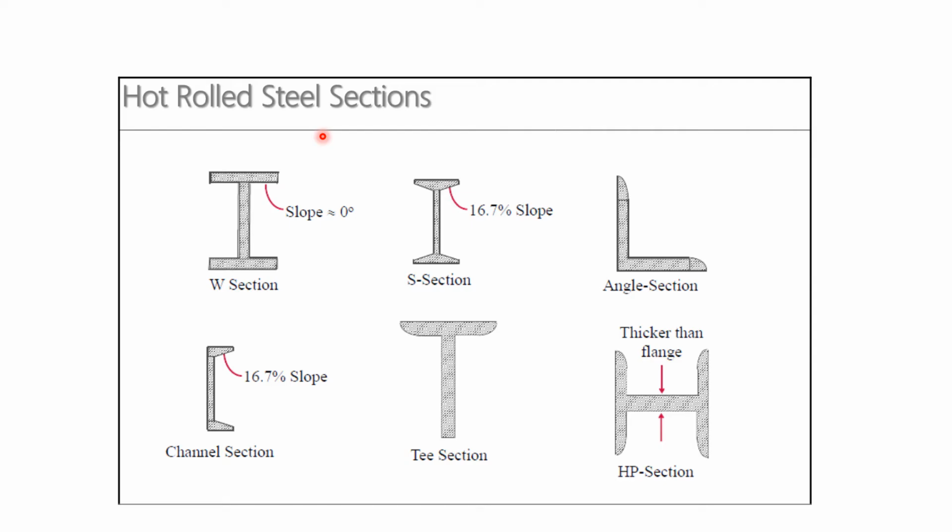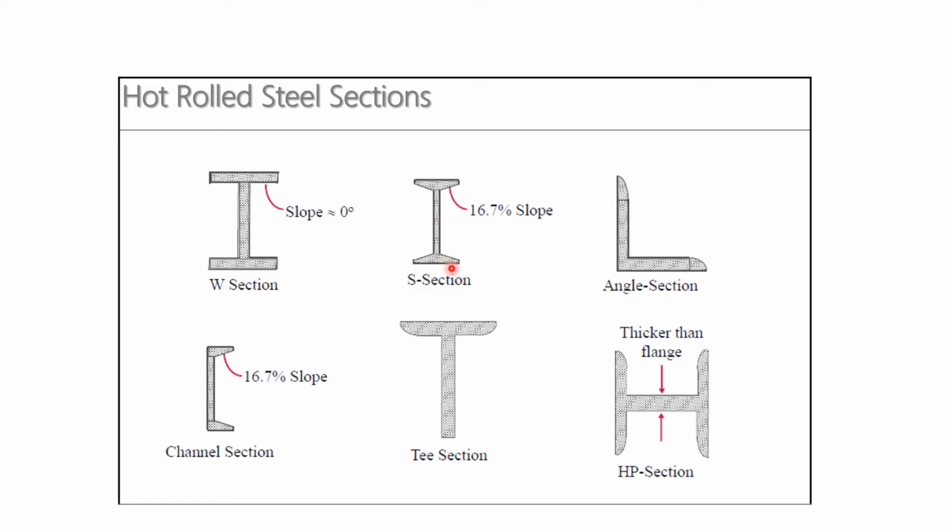Hot rolled steel sections are formed directly by pouring molten steel into molds, and then we get the sections called hot rolled steel sections. For structural steel sections, the W section is where the slope in the flange is 0 degree, and if the flange has a slope of 16.7 degree, that is the S section. The angle section is the L shape, and the channel section has a slope of 16.7%. The T section and HP section have a web thicker than the flange, and this type of section is mostly used in piles. The W section is used in columns and girders, and the L section is also used in many locations.